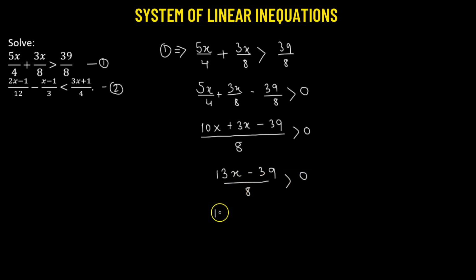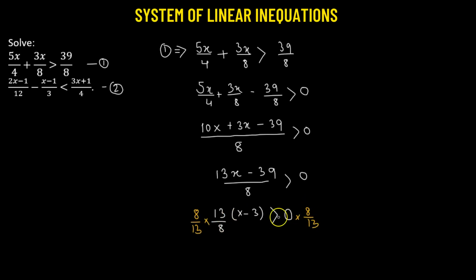We can take 13 as the common factor in the numerator. So we have 13 multiplied by x minus 3, and we have 8 in the denominator. So we have 13 over 8 multiplied by x minus 3, and that's greater than 0. Now we'll multiply both sides of the inequality by 8 over 13.